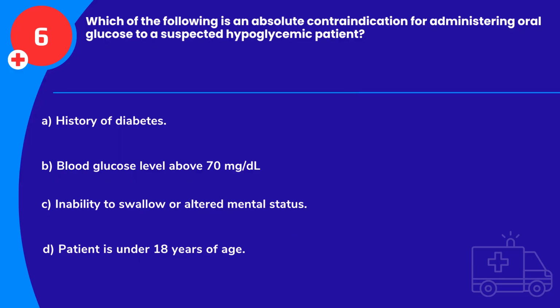Question 6. Which of the following is an absolute contraindication for administering oral glucose to a suspected hypoglycemic patient? A. History of diabetes. B. Blood glucose level above 70 mg/dL, 70 milligrams per deciliter. C. Inability to swallow or altered mental status. D. Patient is under 18 years of age.